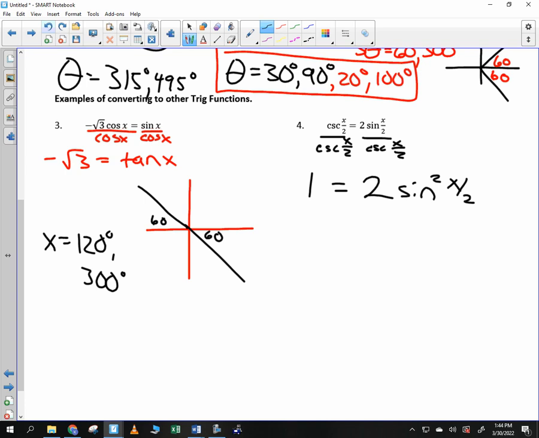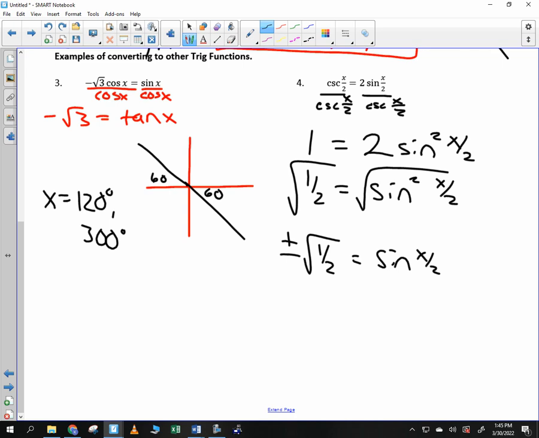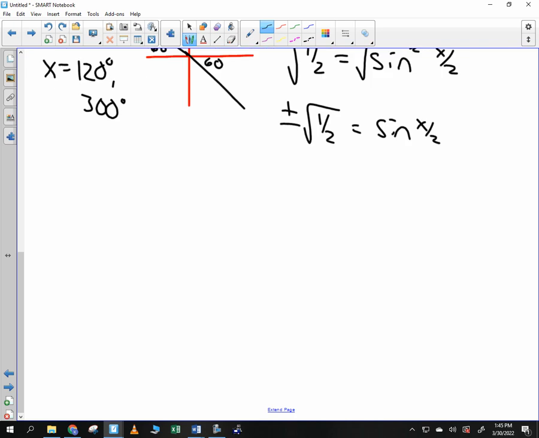So now what do you want to do? Good. So I've got just a sine function, so I'm going to divide by 2, so I got 1/2 is equal to sine squared of x over 2. Now what should we do to both sides? Square root. And we get plus or minus the square root of 1/2 is equal to sine of x over 2. Some people don't like that we have the square root of 1/2. That's not my final answer, is it? So I could just leave it and deal with it later.